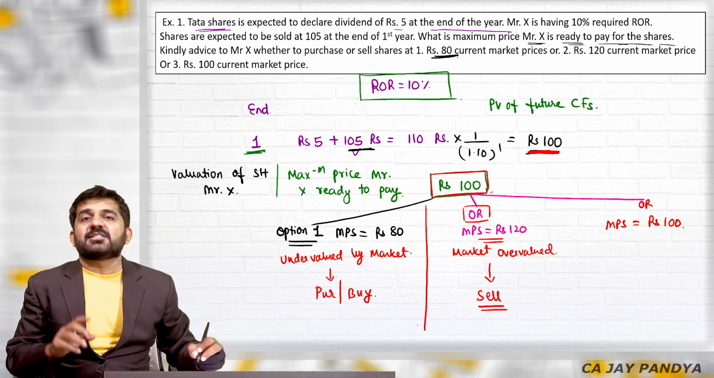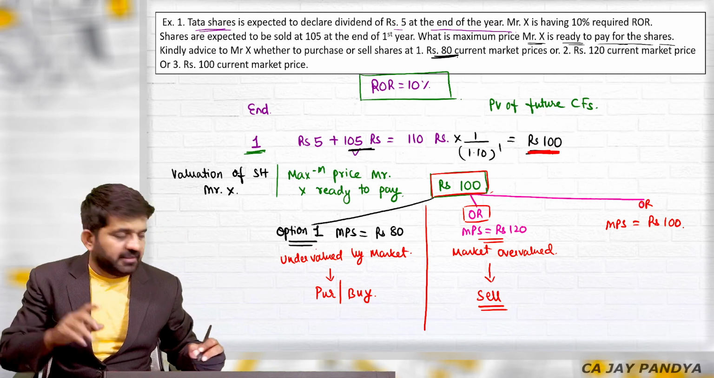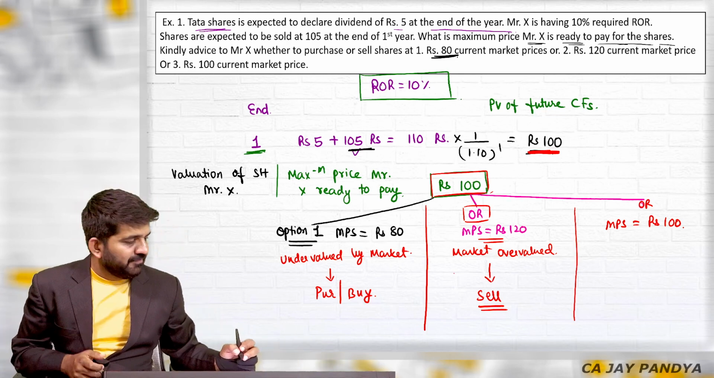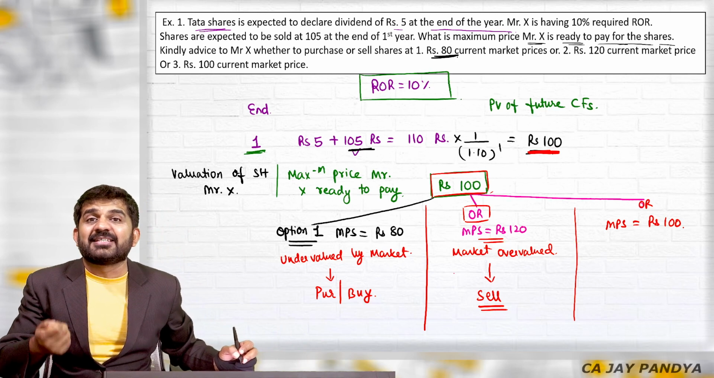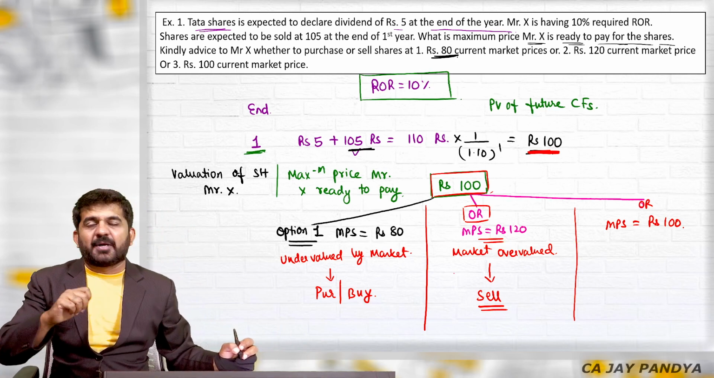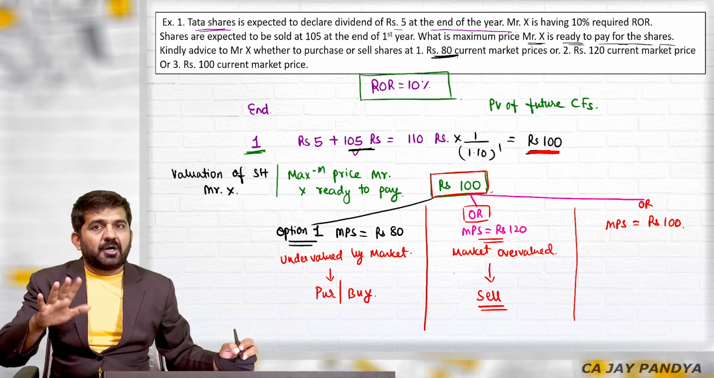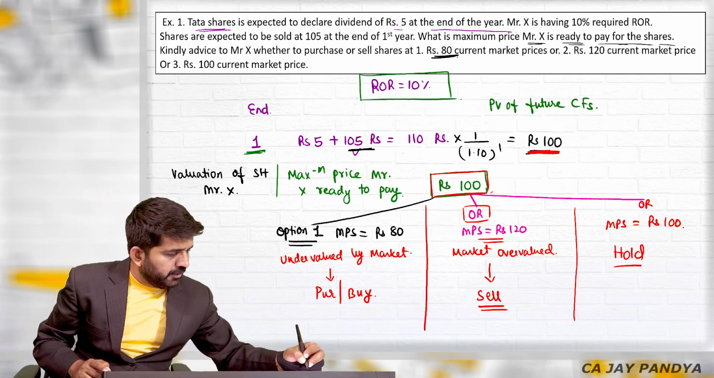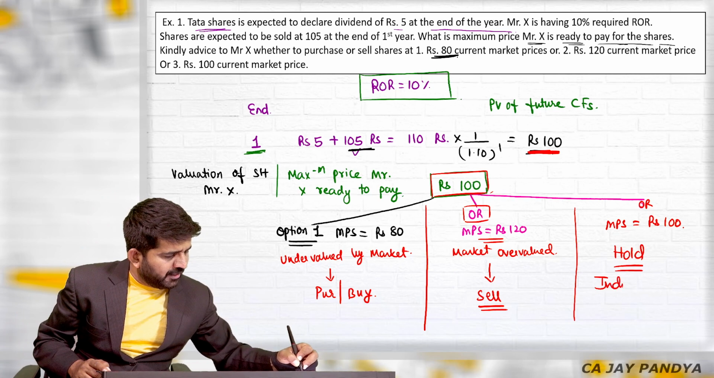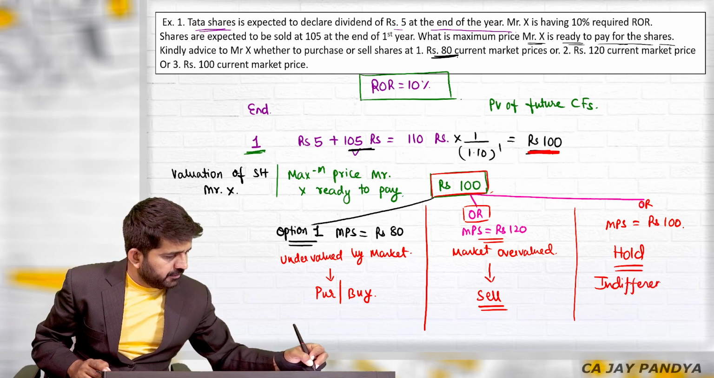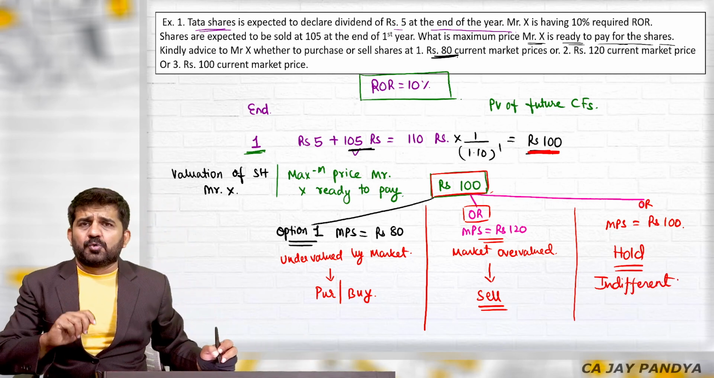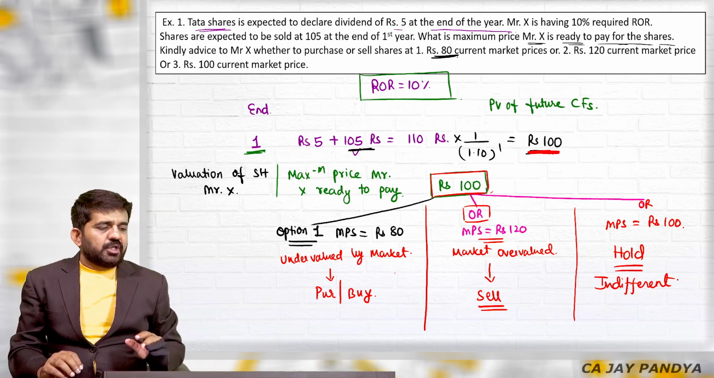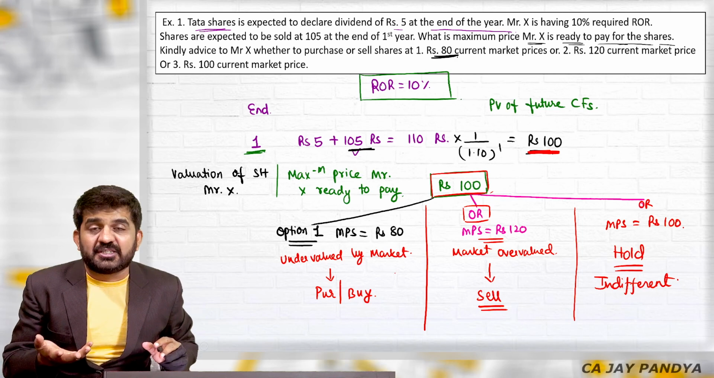Please understand, these are the different options of the same share. If the market price is rupees 100, the market has exactly valued. As per you, the price should be 100. As per the market also the price is 100, you will hold. Or you are indifferent. You may purchase, you may sell, you may hold. It does not make any difference. So this is the case for all three scenarios.